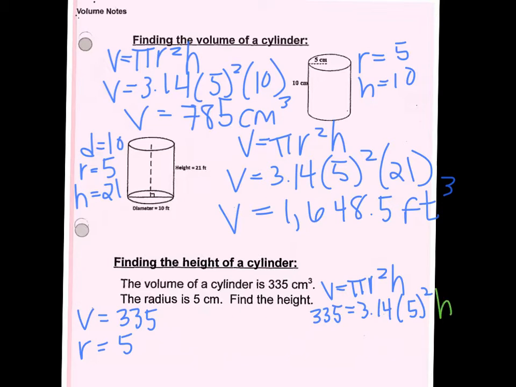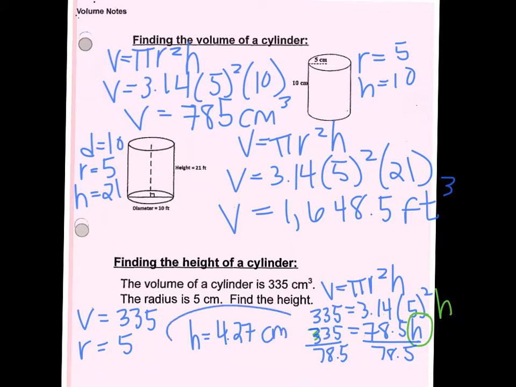So I am going to multiply out 3.14 times 5 squared, and that's 78.5. And now I just have an algebra problem where I need to solve for h. So I'm going to divide both sides of the equation by 78.5, which gives me that the height of this cylinder is 4.27 centimeters. I don't cube it because I only cube volumes.